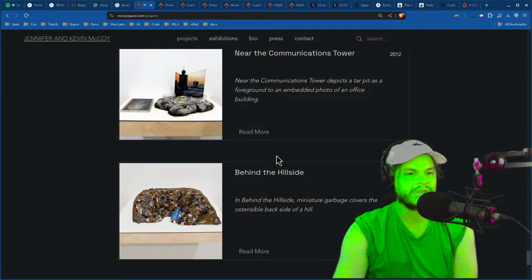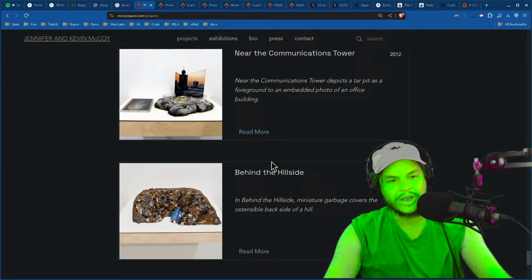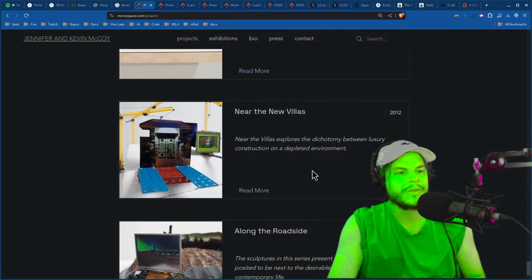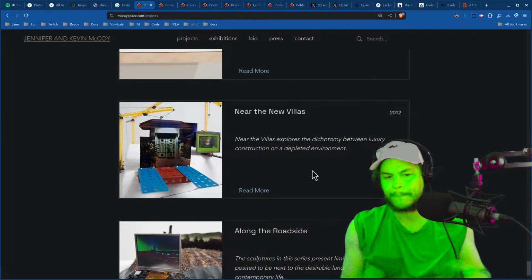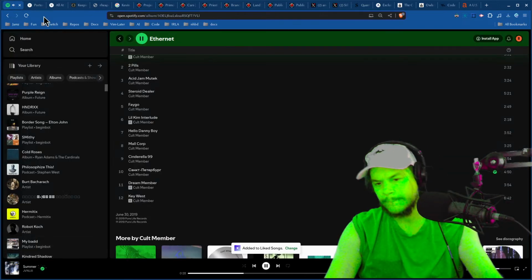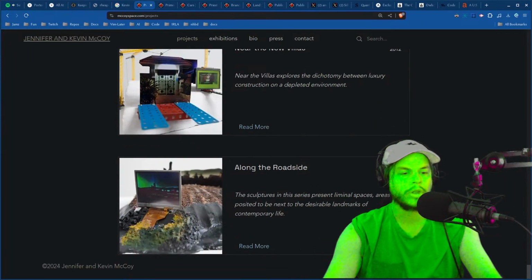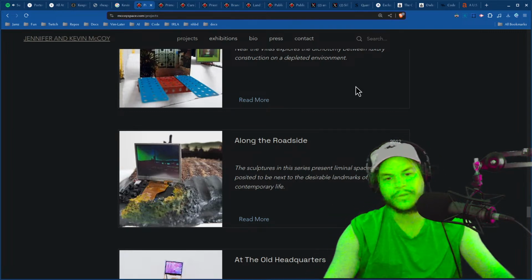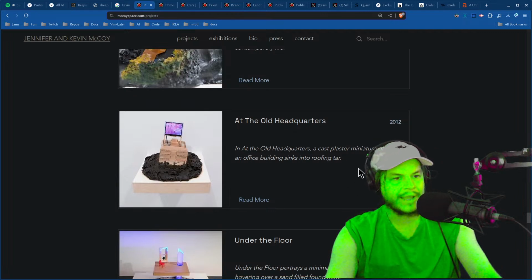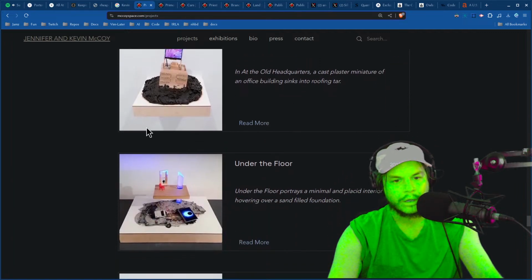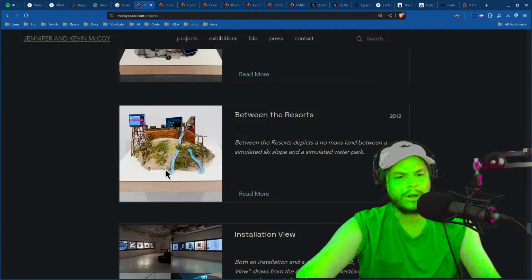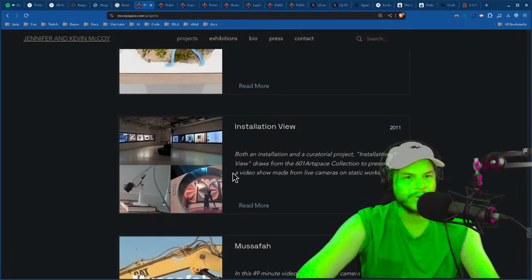Now we're in 2012. Behind the hillside, miniature garbage covers essentially the backside of a hill. These little mini worlds. Near the villas explores the dichotomy between luxury construction on a depleted environment. That sounds good. Along the roadside. The sculptures in this series present liminal spaces, areas posited to be next to the desirable landmarks of contemporary life. A cast plaster miniature of an office building sinks into roofing tar. Under the floor portrays a minimal and placid interior hovering over a sand-filled fountain. These little worlds. Between the Resorts depicts a no man's land between a simulated ski slope and simulated water park. Love that. I see that. Whenever I look at this, I'm always like, look at that.